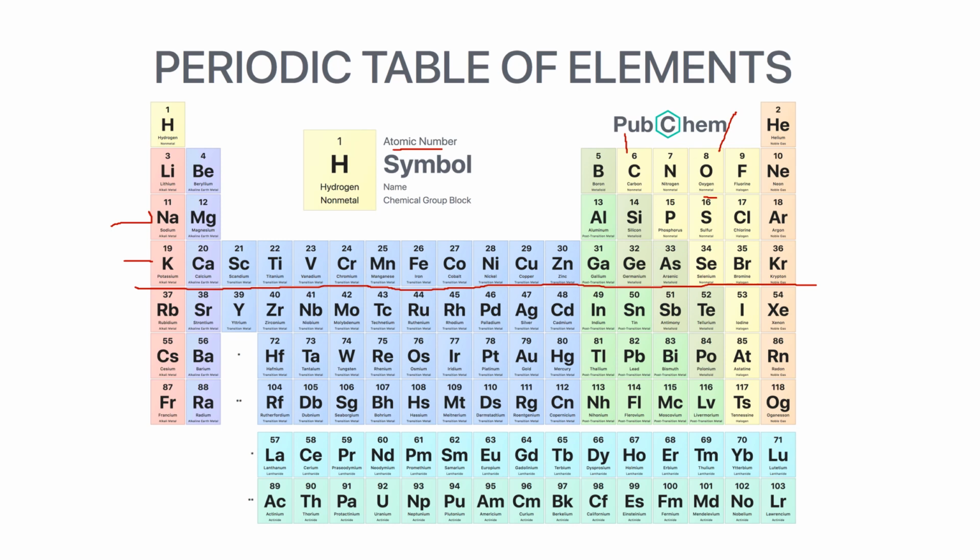I'll point out another thing here, and that is this last column. We don't worry about the last column. These are called the noble gases, and they don't interact with other elements. We don't worry about those for biological systems, and I'll explain in a minute when we talk about bonds why they don't form bonds with other elements.